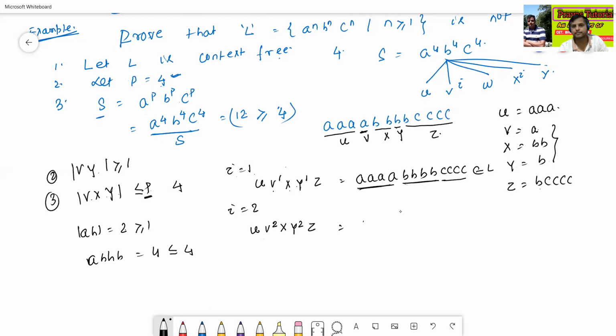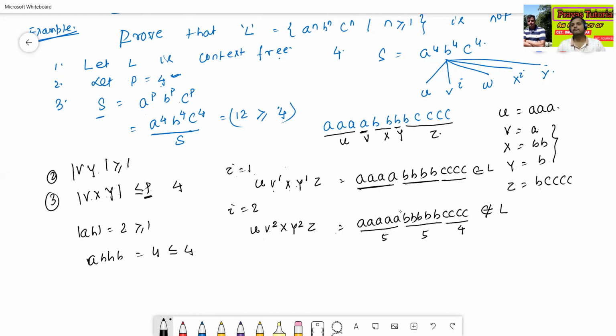Similarly, I'll check for i equals 2: u v^2 x y^2 z. u is AAA, v^2 is 2 A's, x is 2 B's, y squared is 2 B's, z is B and 4 C's. So it contains 5 A's, 5 B's and 4 C's. So for i equals 2, the string S does not belong to L.